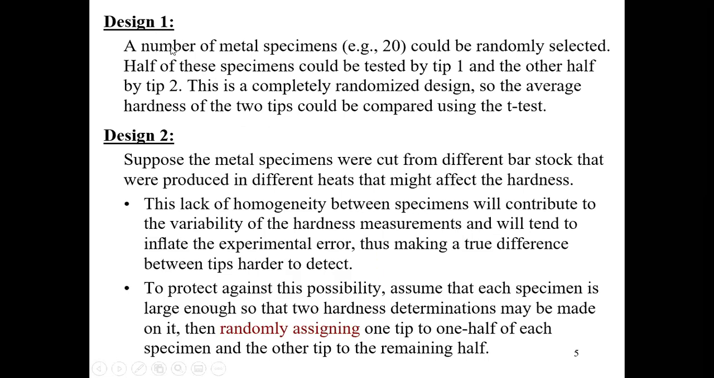So design one: a number of metal specimens, for example 20, could be randomly selected. Half of these specimens could be tested by type 1 and the other half by type 2. This is complete randomized design. This is chapter 2 part 1. So the average hardness of the two types could be compared using a t-test. So the 10 assigned to the first one are like the 10 plants we assigned to the first mixture, and the other 10 are like the plants we assigned to the second mixture.